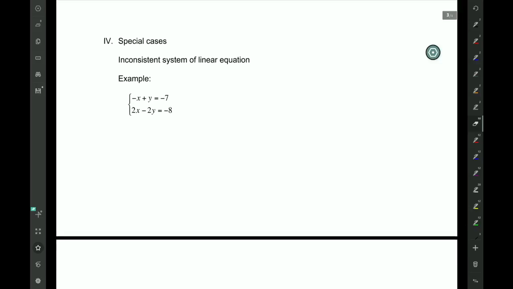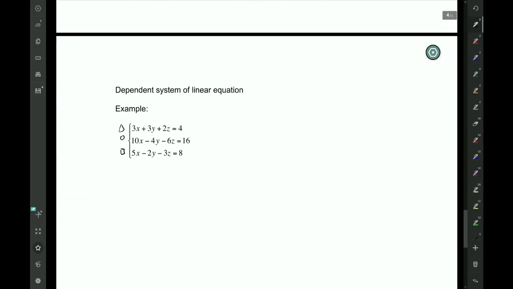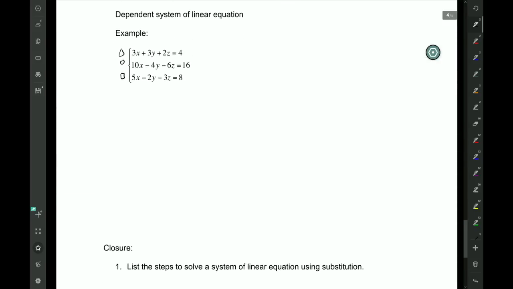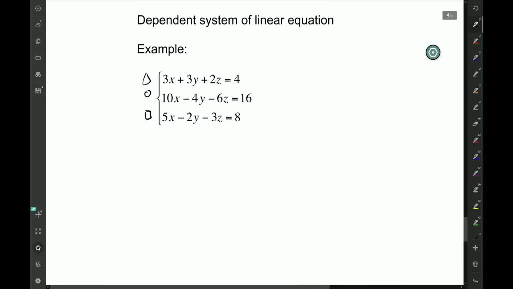Special cases, inconsistent. Just remember, so this isn't the example, just remember, if your solution gets down to, say, 0 equals 6, or 5 equals 2, or something that's not true, okay, that means there are no solutions, okay? There can also be infinite solutions, just like this one here. So it's an infinite solution, but I'm going to show you why. Okay, so a dependent system of linear equations.